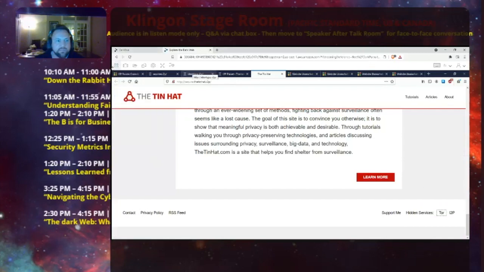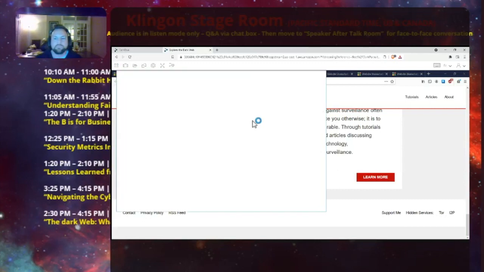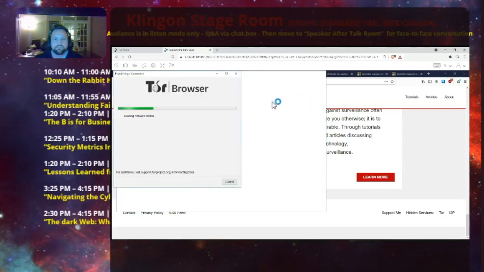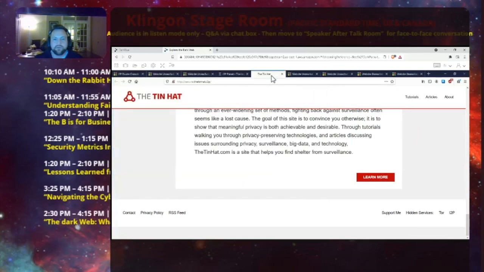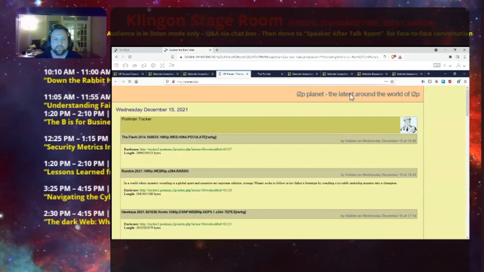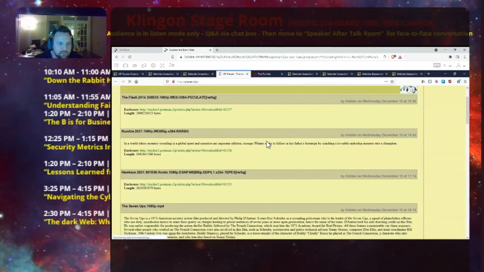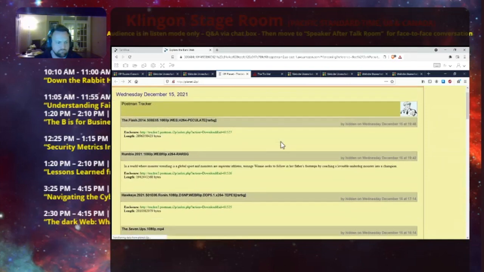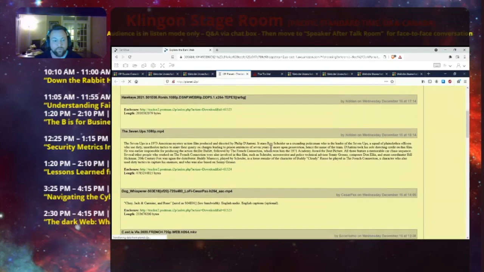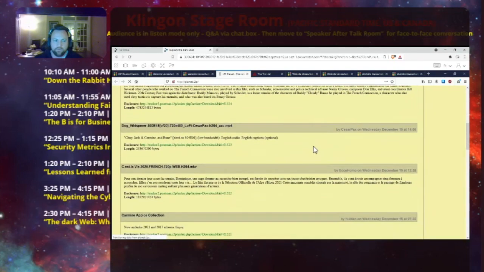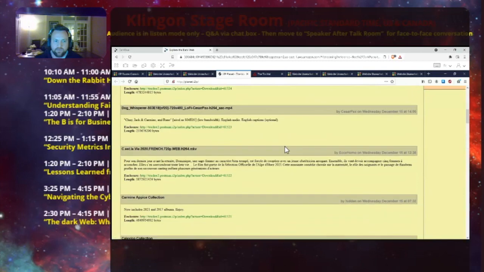Let's see if we can visit that site. Just want to see if we can get there. What's interesting here is I2P Planet opened as well. Perfect. So this is I2P Planet, right? This was updated today. Was this a torrent? It looks like this is a torrenting site. That's updated. So people are definitely using I2P, right? We have multiple posts today.